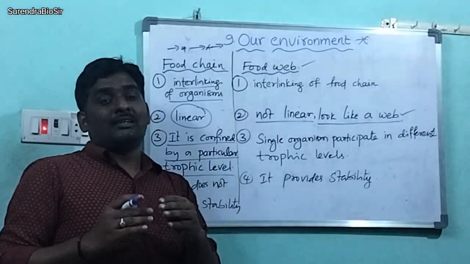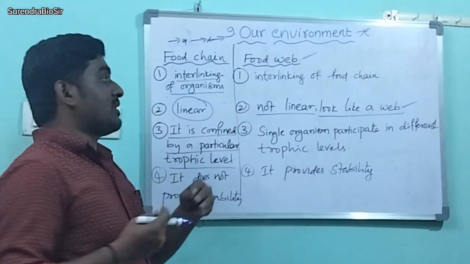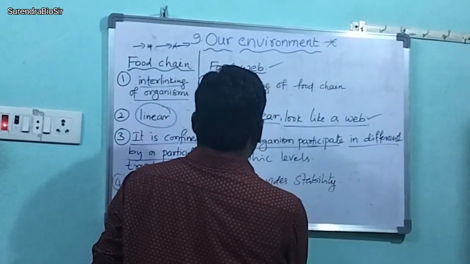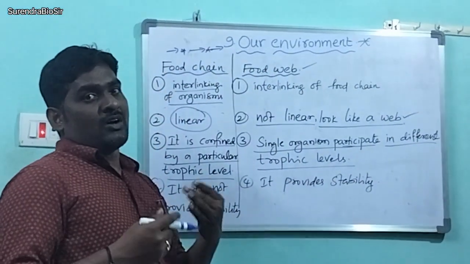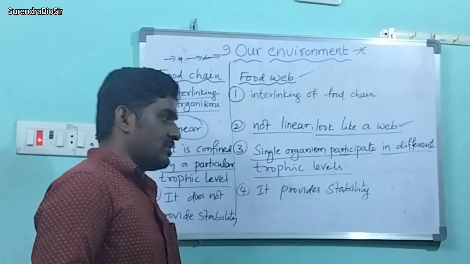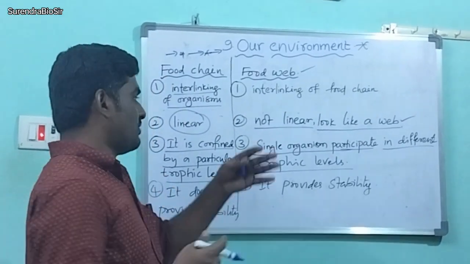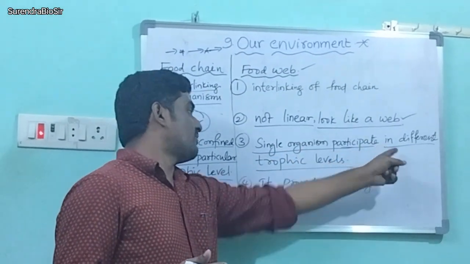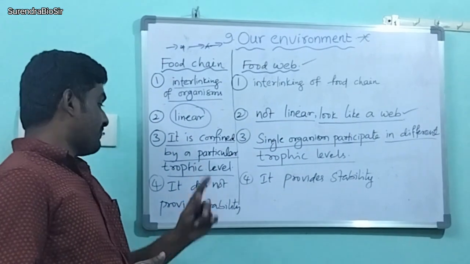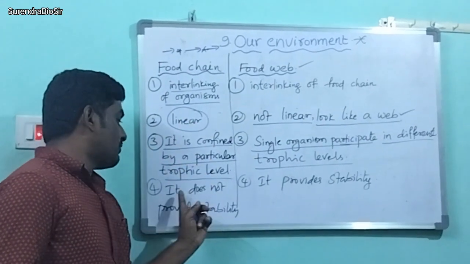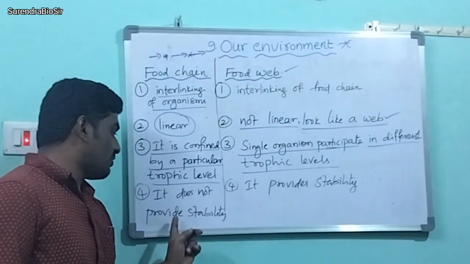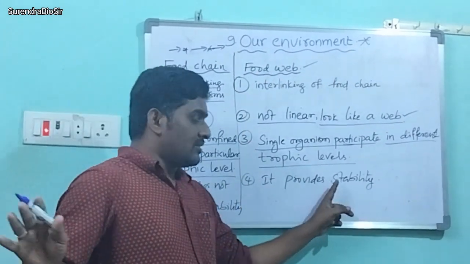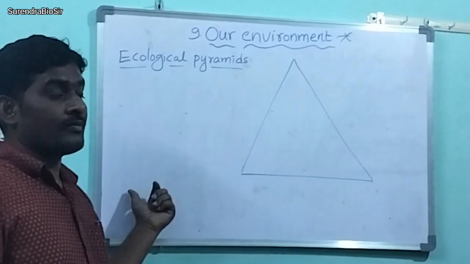It is discussing only a particular trophic level. But here, if you see, a single organism participates in different trophic levels, in a forest ecosystem, or terrestrial ecosystem, or else desert ecosystem. So we'll see those types. That is why a single organism participates in different trophic levels. Next, fourth one, what is a food chain? A food chain does not provide stability, but if you see a food web, it provides stability. So this is about that.